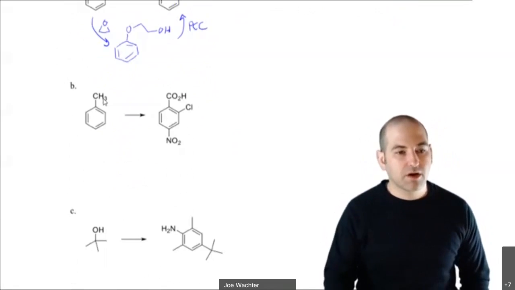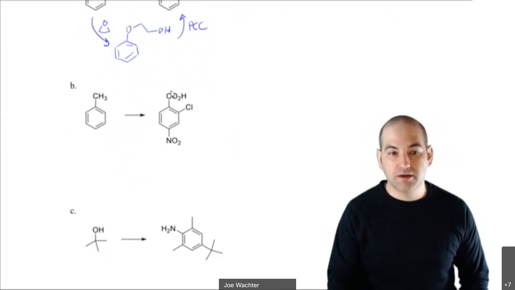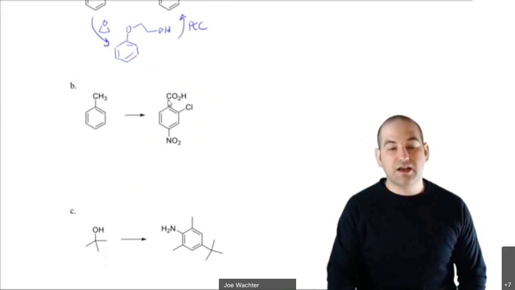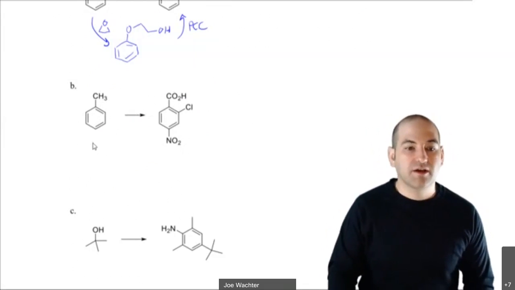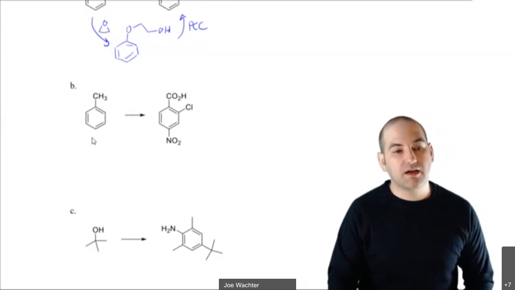Okay, here's another typical aromatic chemistry problem. So we start with toluene. We have to oxidize the methyl group to a carboxylic acid, but we again have to be careful of the order because we want to add things ortho and para to this methyl group. So we can't oxidize it first because as soon as it becomes a carboxylic acid, it's now a meta director instead of an ortho-para director. So we have to do our ortho-para stuff first, and we have to get that in the right order as well.